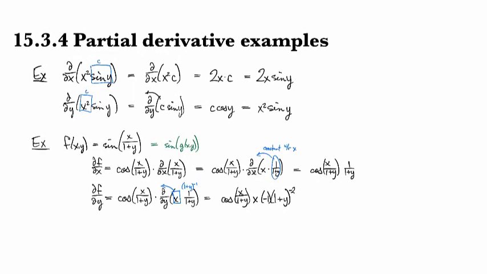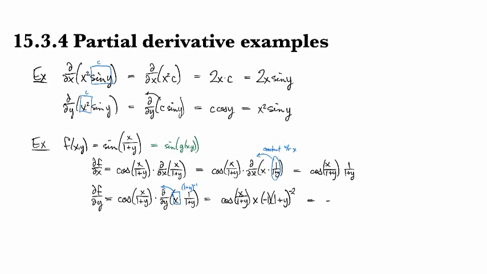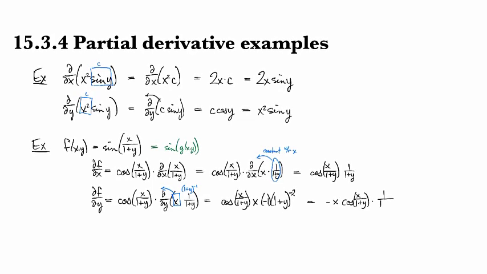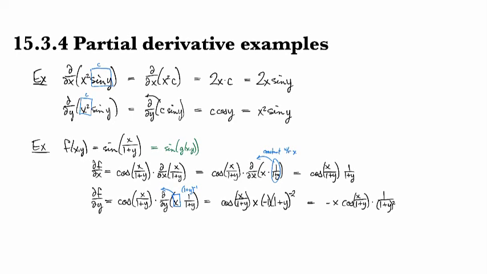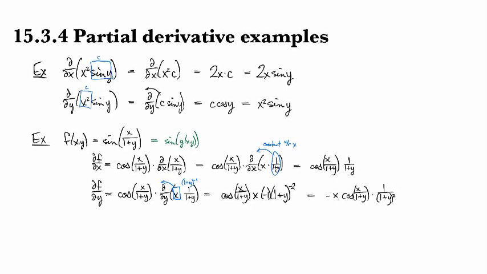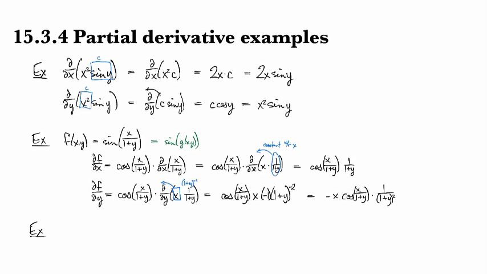Or I guess we could rewrite it a little bit if you care about making things pretty. How about minus x cosine x over 1 plus y times 1 over 1 plus y squared. There we go. And I guess that's chain rule. I guess we didn't do product rule yet, so let's do one for that.